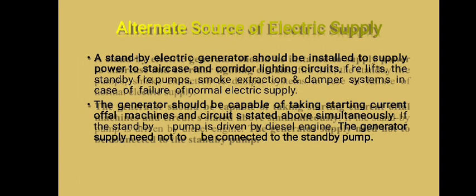Alternate source of electric supply. A standby electric generator should be installed to supply power to staircase and corridor lighting circuits, fire lifts, the standby fire pumps, smoke extraction, and damper systems in case of failure of the normal electric supply. Generators should be capable of taking the starting current of the machines and circuits stated above simultaneously, unless the standby pumps are driven by diesel engine. The generator supply need not be connected to the standby pump.